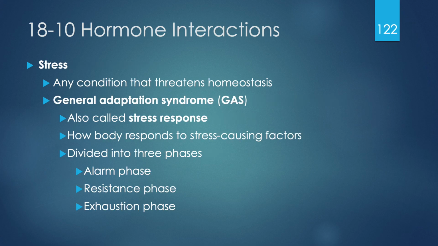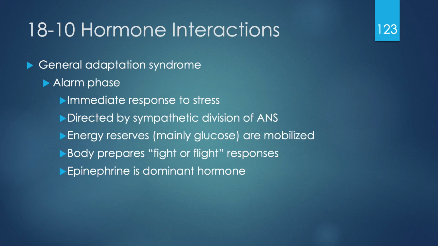All right, let's talk about stress. And not that I need to tell you anything about stress you don't already know, but in terms of hormone interactions, stress is considered to be a condition that threatens our homeostasis. General adaptation syndrome is also called our stress response, and this is just how our body responds to stress-causing factors. So we'll break it down into 3 different phases. The first is the alarm phase, the second is our resistance, and the third is when you're just tuckered out, and the exhaustion phase.